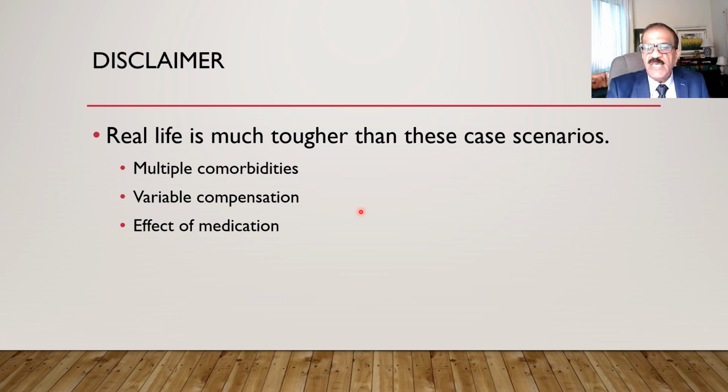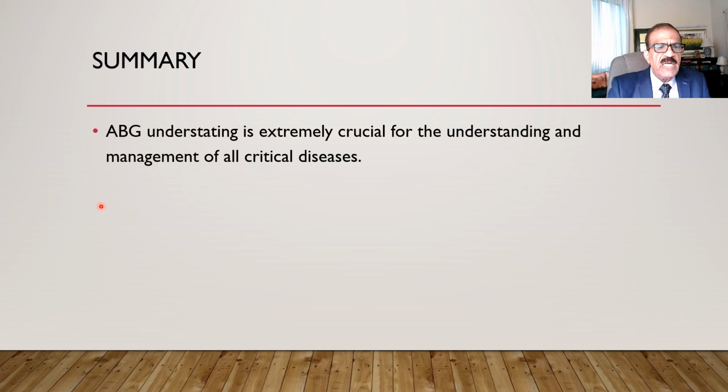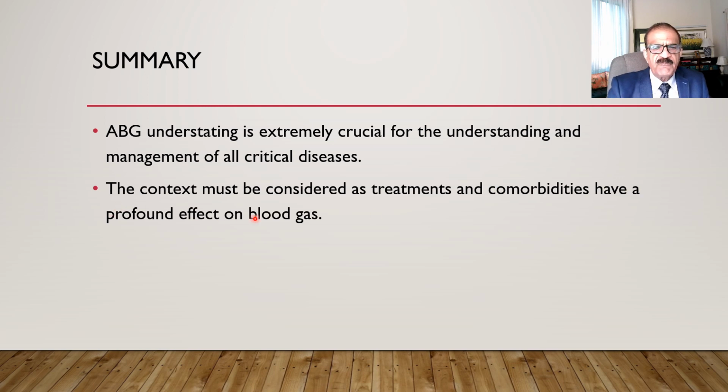Because of these situations, real life is much tougher, and you need a lot of experience and a lot of expertise to be able to make the correct diagnosis. In this situation, clinical context is extremely important. Summary: ABG understanding is extremely crucial for the understanding and management of all critical diseases, and the context must be considered as treatments and comorbidities have a profound effect on blood gases.